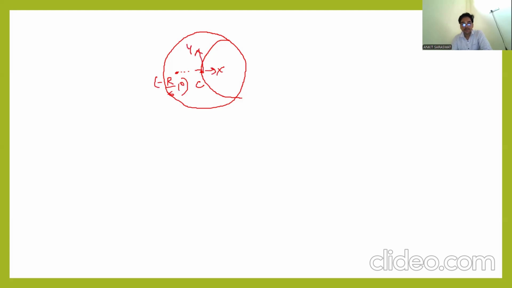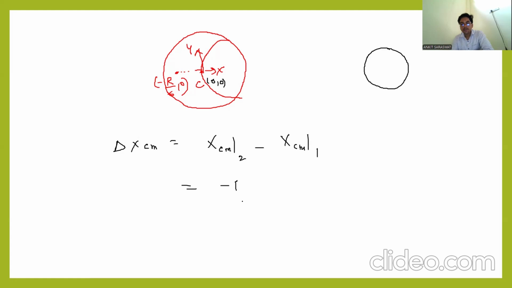Now, did you notice that because of cutting the small portion of R by 2, how much is the shift in the center of mass? Earlier it is 0, comma 0. If somebody is asking what is the shift in center of mass, delta x cm, it will be what? Final minus initial. Final it is at minus R by 6, minus initially 0. So how much shift? Minus R by 6.